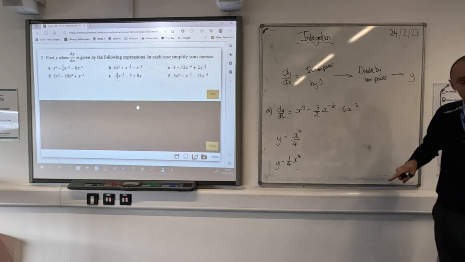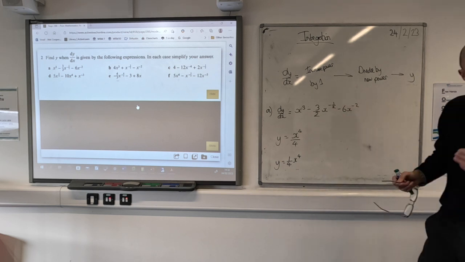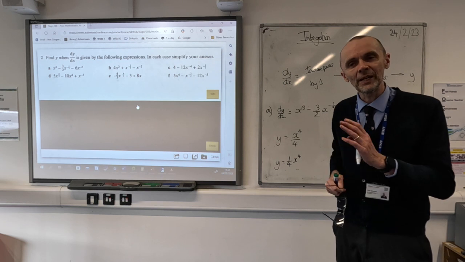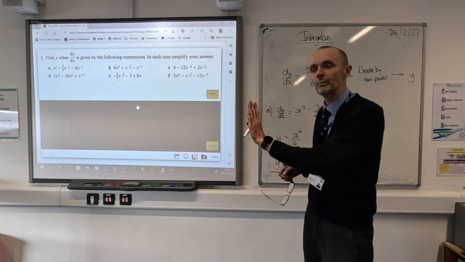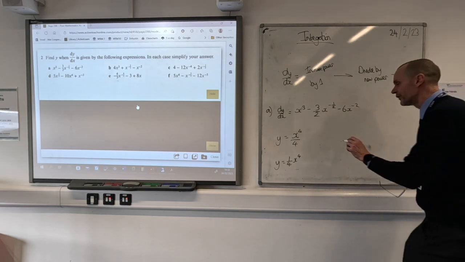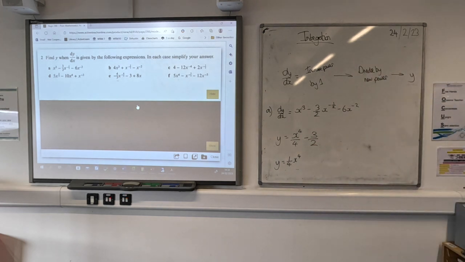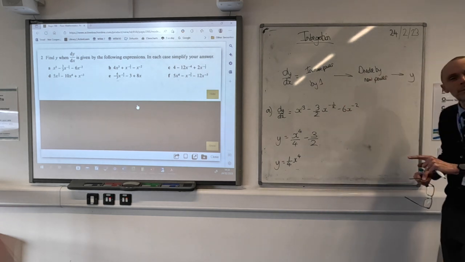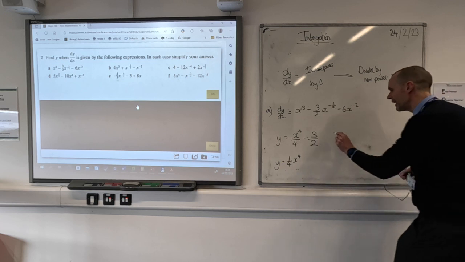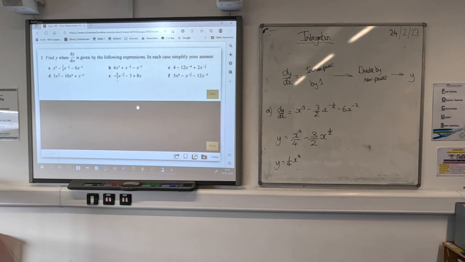Okay, this one's a bit nastier. The first thing I'll tell you is that coefficients, so numbers in front, they pass through unchanged, okay? It's like peanuts and sweet corn. They pass through completely unchanged. Don't think about it too much. So the minus 3/2, I'm going to write that down first. Then I'm going to look at my x term. I'm going to increase the power by 1. 1 bigger than minus a half is... And then I'm going to divide by the new power.